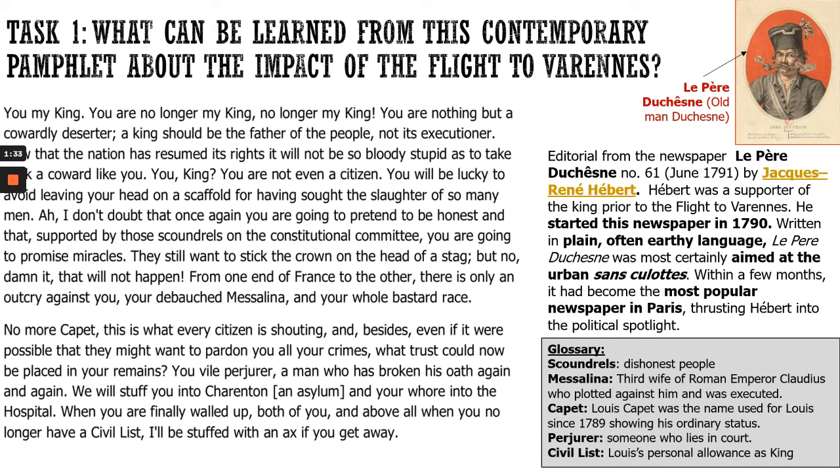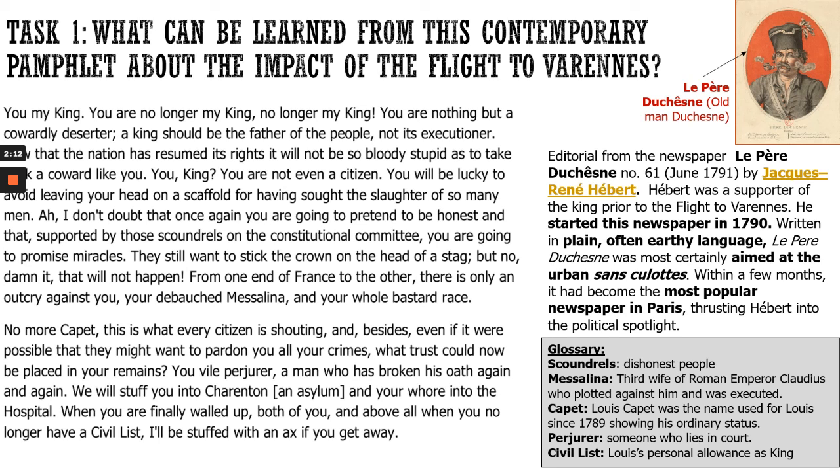Okay, so task 1 on your sheet, what I would like you to do is just have a little look at this contemporary pamphlet. It was written right after the flight to Varennes. It's from a pamphlet called Le Père Duchesne. Le Père Duchesne was a newspaper, one of the many newspapers on the radical left-wing press that had emerged as a result of the breakdown of censorship in 1789.